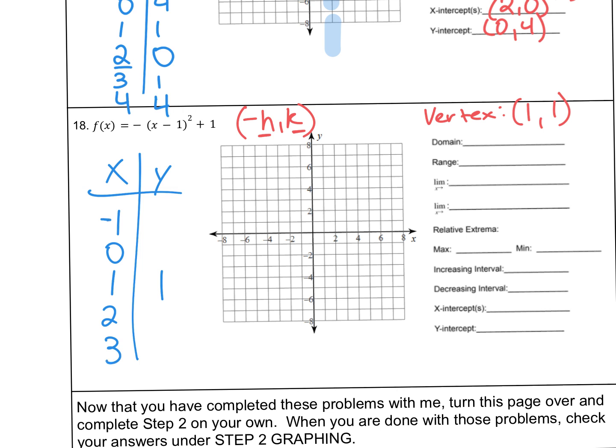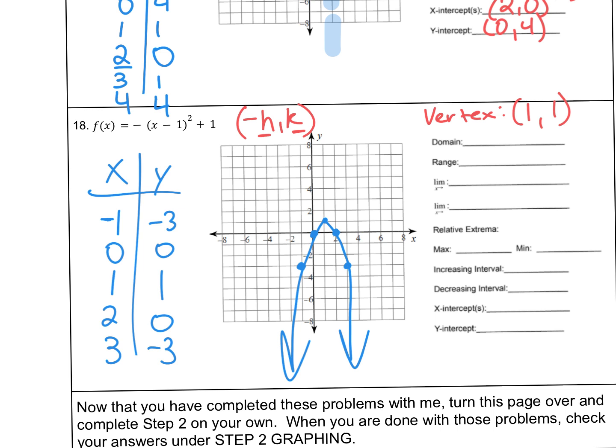So I'll plug in that -1. So I got negative parenthesis, -1 minus 1 squared plus 1. We get -3. And that would be the same for 3. Go back, change it to a 0. And I get 0. Okay, so I've got my points that I just want to graph. So -1, -3, 0, 0, 1, 1, 2, 0, 3, -3, and there is my quadratic going down, okay?